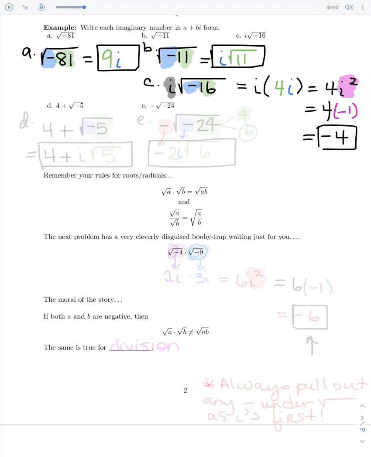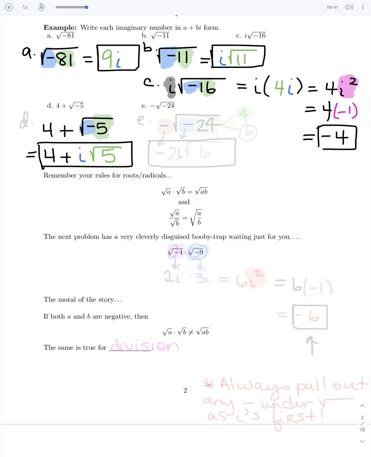Taking a look at D, we've got 4 plus the square root of negative 5. So the 4, there's nothing we can do with that. Plus, now we can take the square root of just the negative sign. That will come out as an i. However, you cannot take the square root of 5, so that's going to stay inside of our square root. And that's our final answer: 4 plus i square root of 5. It's not pretty, but that's all you can do, is pull out the i. And you cannot add these two pieces because they're not like terms.